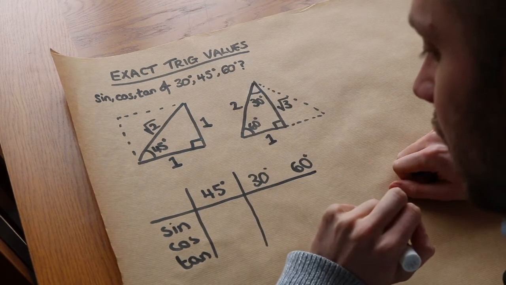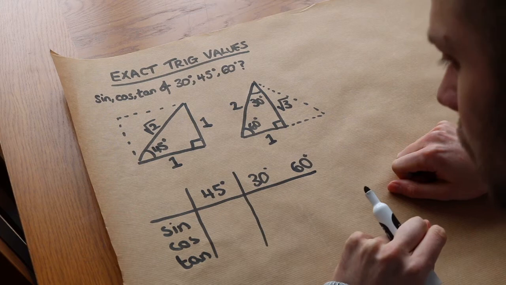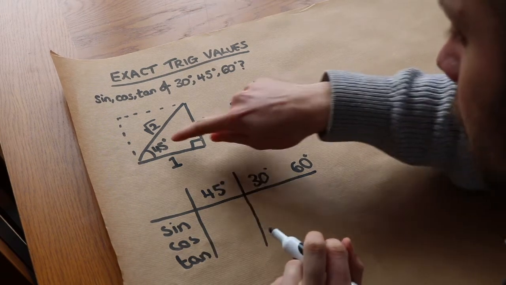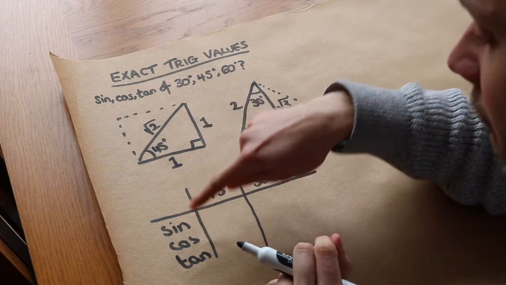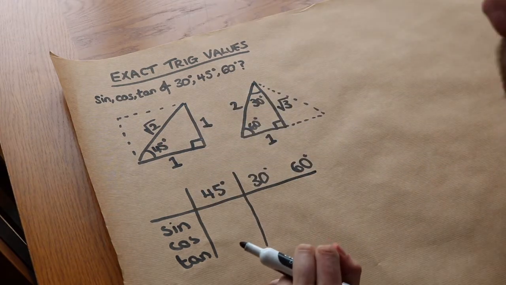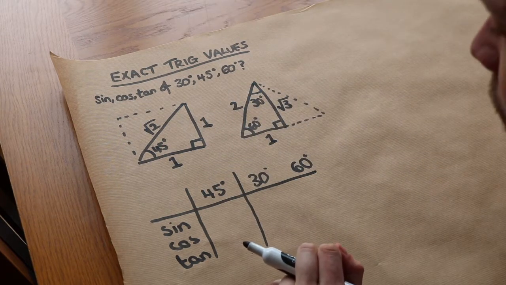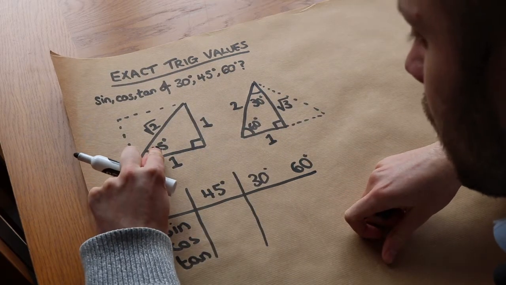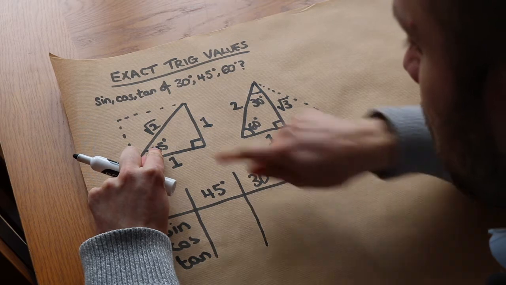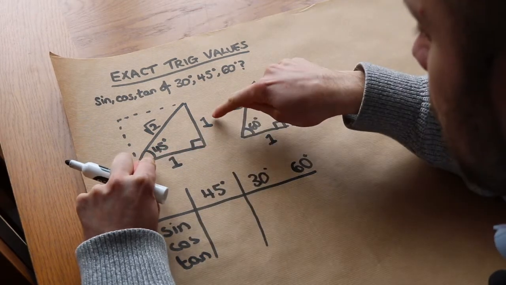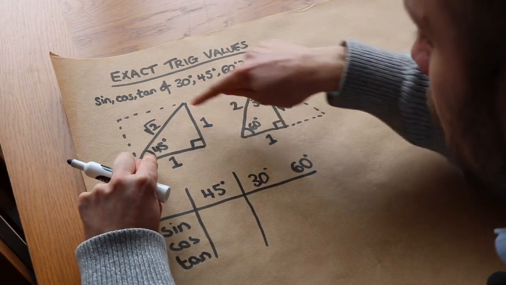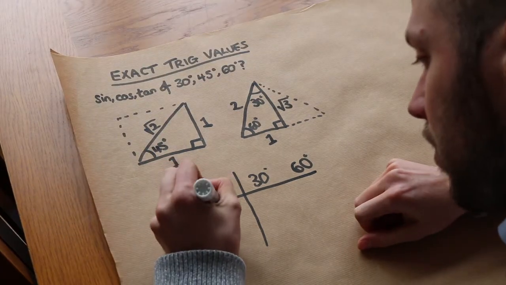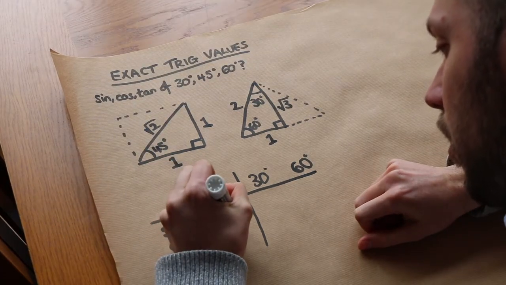So let's firstly get sine of, say, 45. Well, thinking back to SOHCAHTOA, sine is opposite over hypotenuse. So let's try and do this mentally. Sine of this angle is the opposite. What's opposite to this angle? It's over here. So it's the 1 over the hypotenuse, which is root 2. So sine of 45 is consequently 1 over root 2.